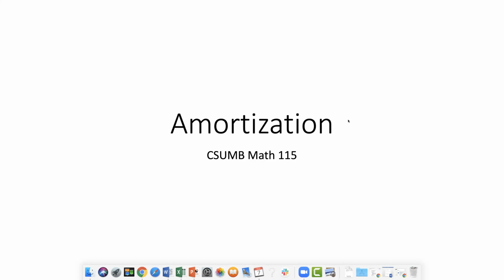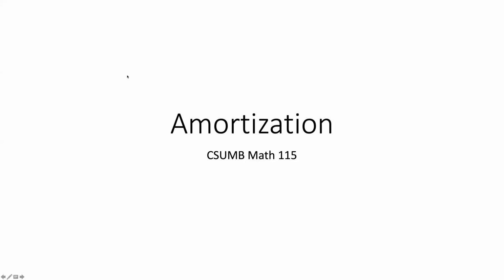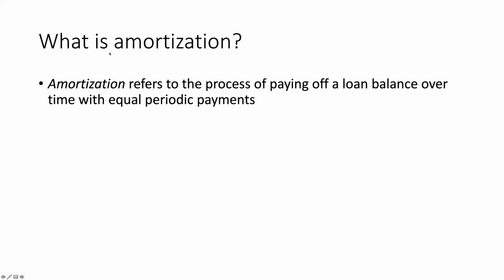This video is about amortization. So first, we're going to look at what is amortization. This refers to the process of paying off a loan balance over time with equal periodic payments. Periodic payments just means that they happen at regular intervals.